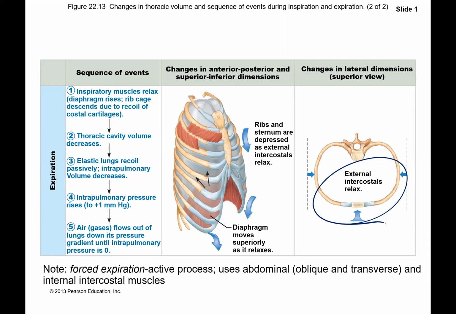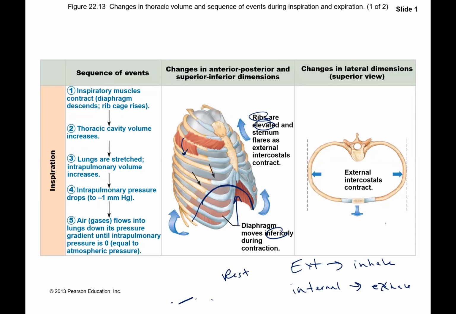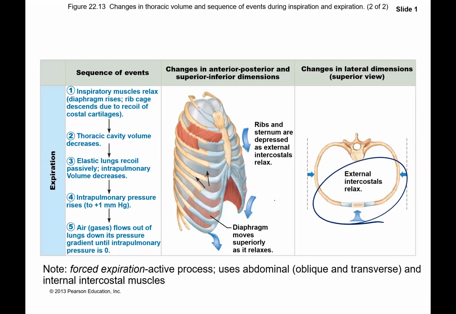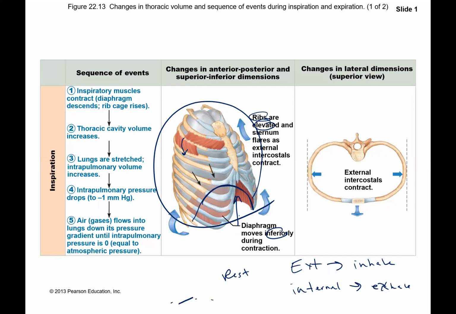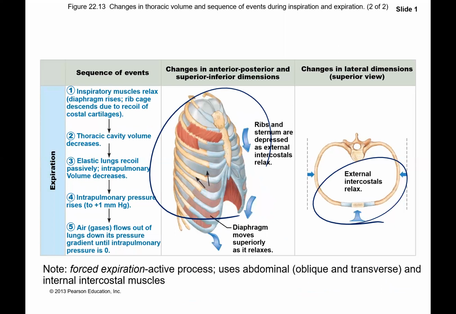So as you can see, I'm going to toggle back and forth. Look at the size of this rib cage compared to that one. Breathe in, breathe out. Inhale, increase volume. Exhale, decrease volume. The elasticity of the lungs helps with that recoil.